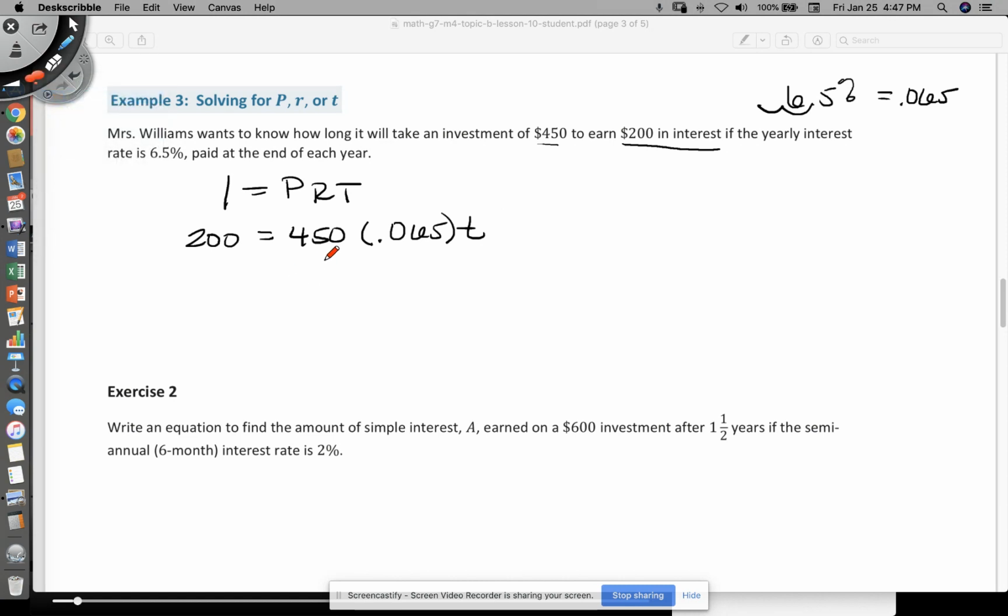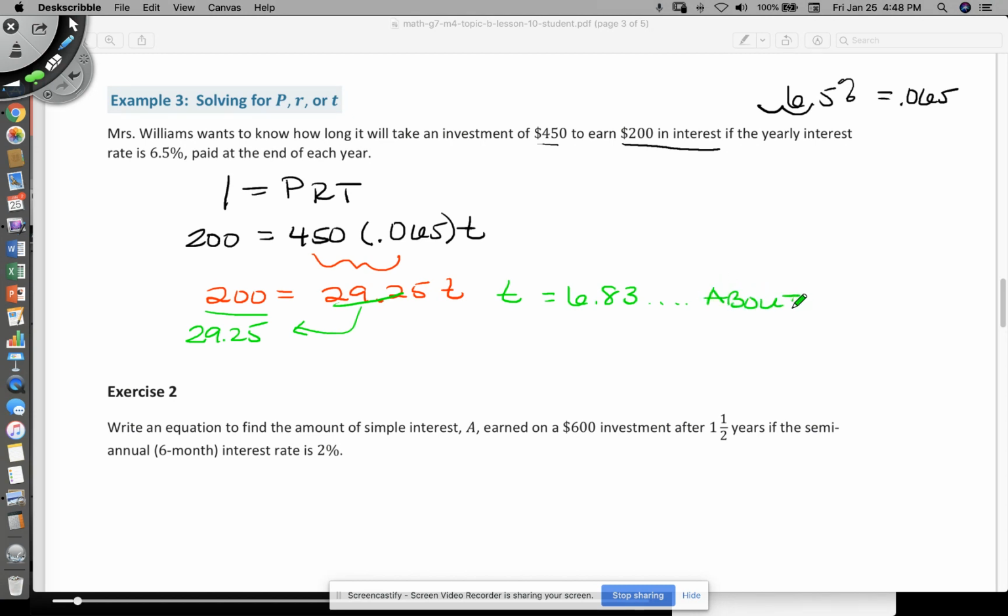So the first thing we want to do is multiply these two together, and when I do, I get 29.25. I'm going to bring down my t and also bring down the 200. So this is asking me 29.25 times what gives me 200. We don't know, so we're going to divide those out. When I divide it out, the t comes to 6.83, and your calculator gives a whole bunch more digits. We're going to round this because you can't really have 6.83 of a month. It's close enough, so I would say it's about 7 months.